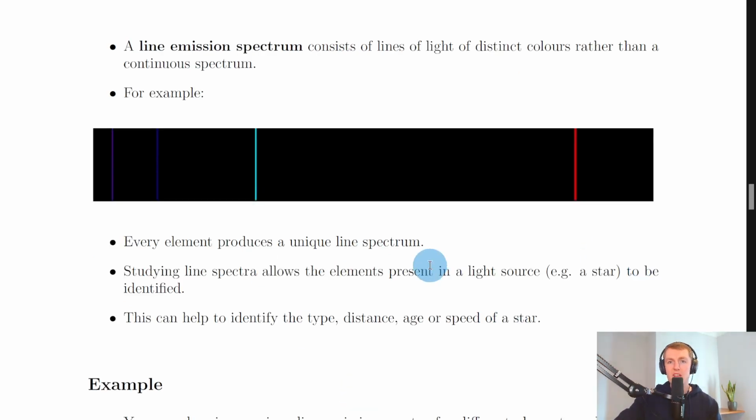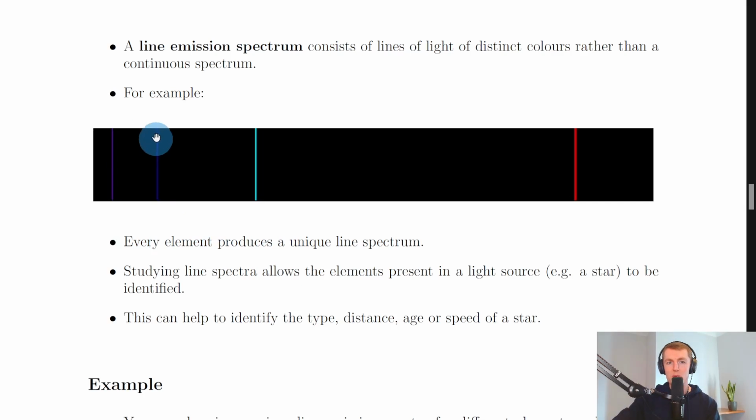On the other hand, our second type of line spectrum is called a line emission spectrum, and it says that a line emission spectrum consists of lines of light of distinct colours rather than a continuous spectrum. For example, it might look something like this. So we've now got a black band instead of the continuous spectrum. And instead of just black lines on the continuous spectrum, like we did for the line absorption spectrum, we've now got a black band with colours shown at particular wavelengths or frequencies. So we've got this red line here, this sort of cyan coloured line here.